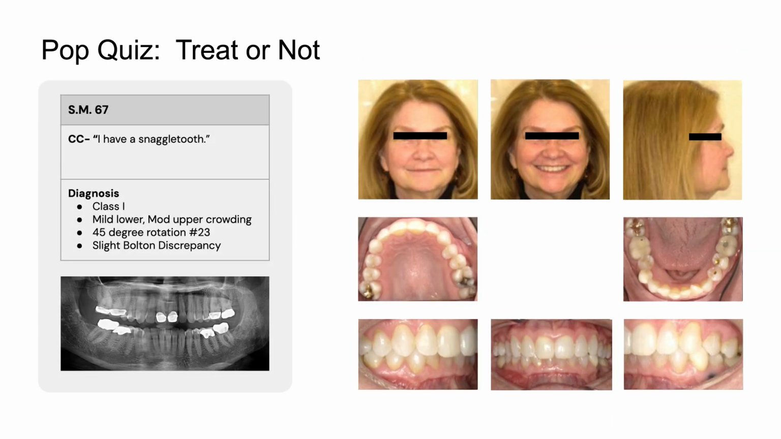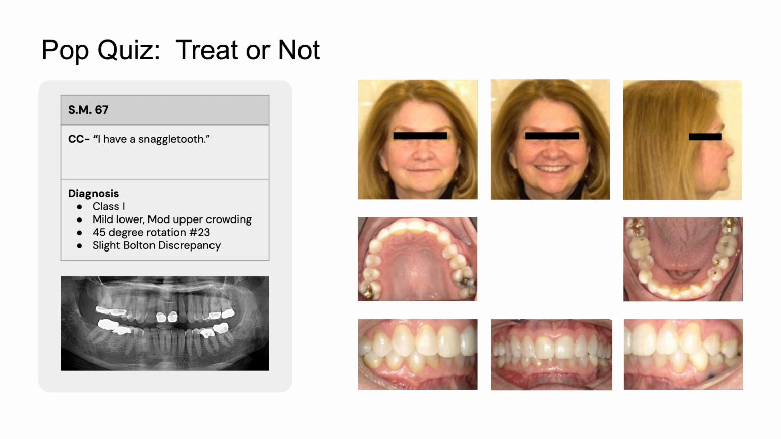Well, we got Susan here, and her chief concern was highly technical. I've got a snaggletooth. Her words, and if you look, she's got a snaggletooth. What she meant by that is that tooth number 23 was not only displaced because of crowding, it had made itself fit in there by rotating about 45 degrees. But good news is she's got class 1.